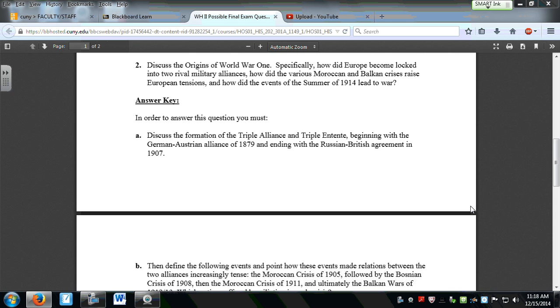So what you're doing is you're tracing from 1879 to 1907 how all the nations that formed part of the Triple Alliance and the Triple Entente got into those alliances in the first place. So tell a story in chronological order, beginning in 1879 with the German-Austrian alliance, ending in 1907. How did each nation of each different alliance become locked into either the Triple Alliance or the Triple Entente? So if you don't know who's in the Triple Alliance and who's in the Triple Entente, that's the first question you have to answer for yourself.